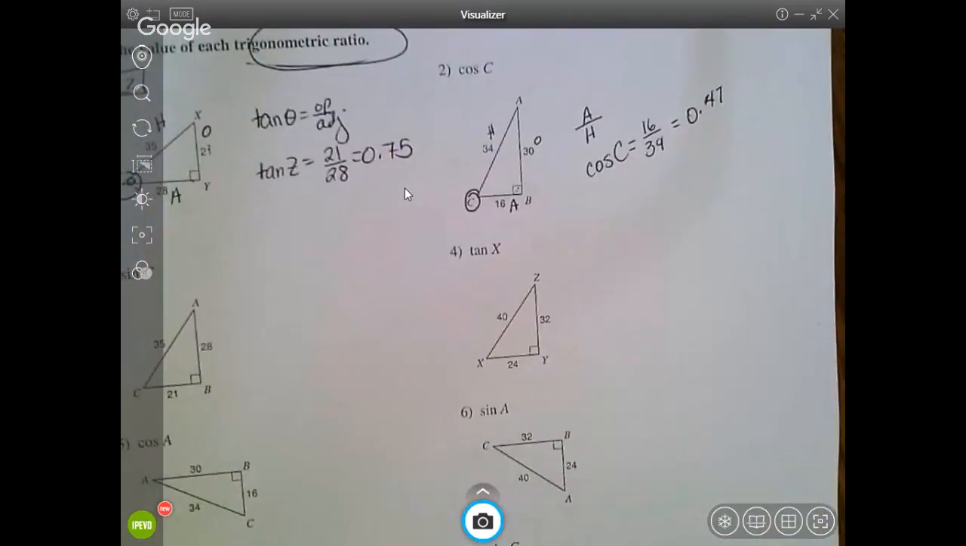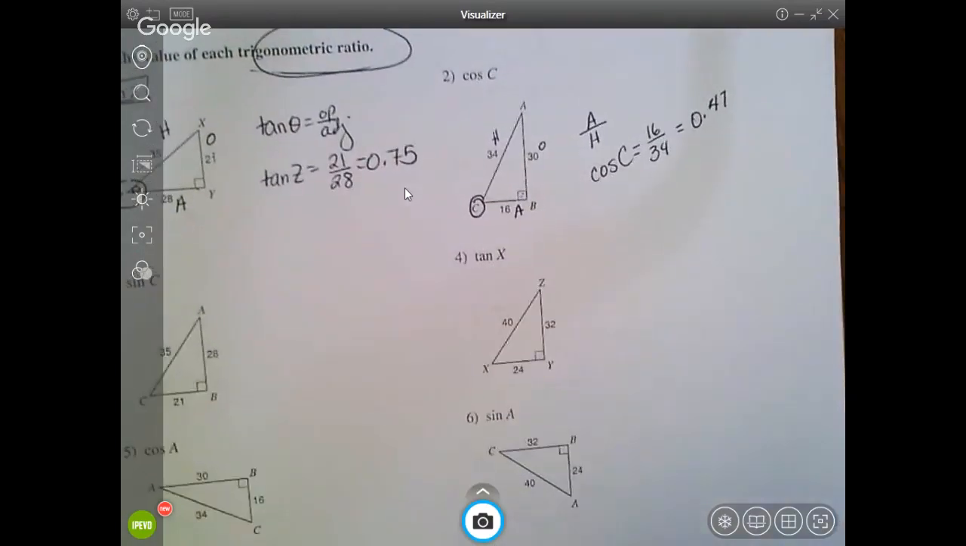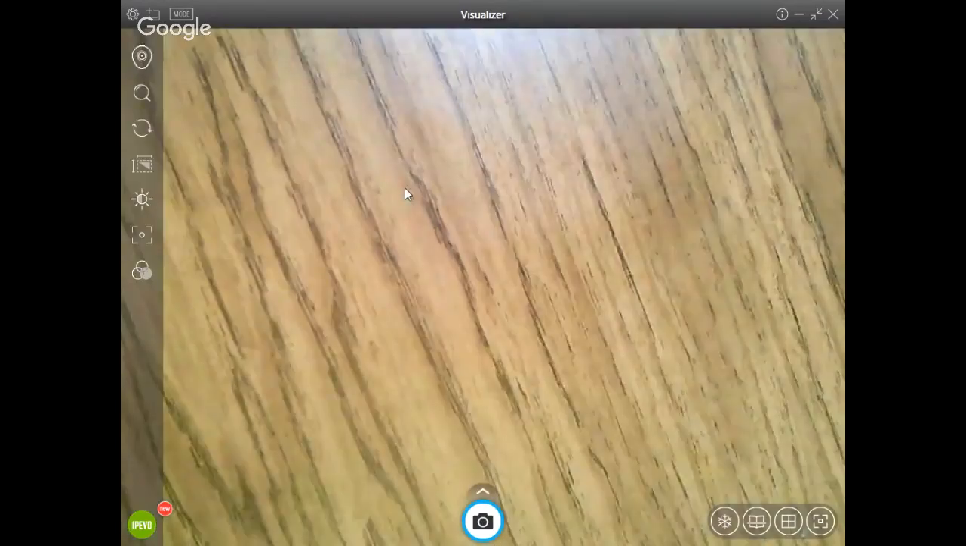Does anyone need me to do another one of those? No. Just the ratio. Yep. C. Yes. Okay, so we're good? We're good on trig? Okay, these you don't need.